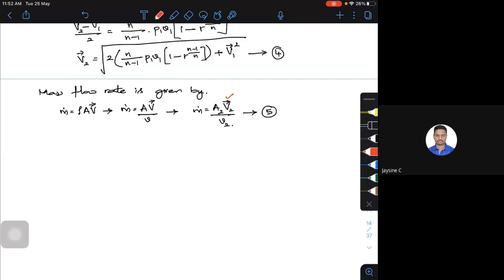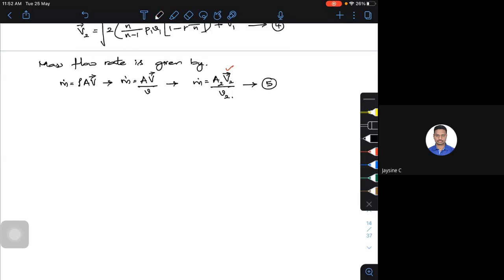If I want, I can write m dot by a2 also, taking it outside, so that this will be only capital V2 by small v2. Whichever way you want, you can write it. So substitute for V2 from equation 4 in equation 5. If I do that, what I'm going to get is m dot is equal to a2.